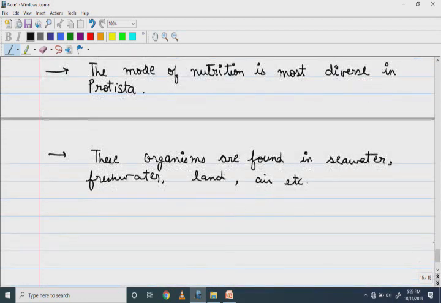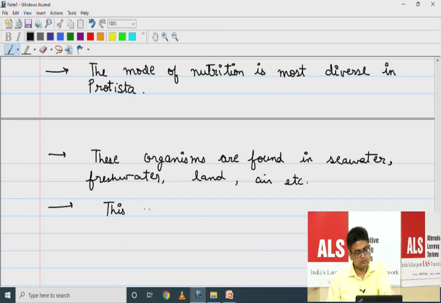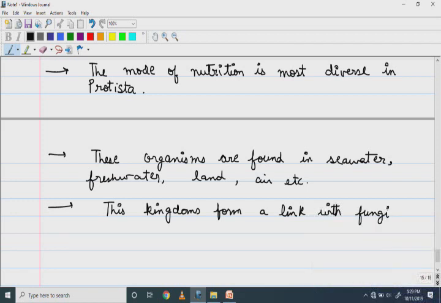All right. So kingdom Protista. Also, you can say this kingdom forms a link with fungi, plants and animals. Not with bacteria, but with all the three kingdoms other than bacteria.